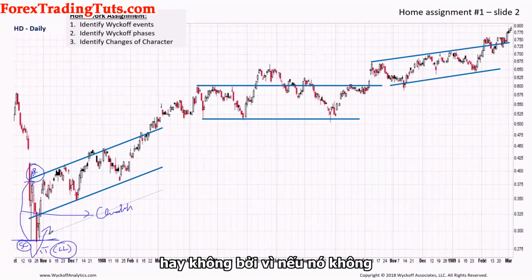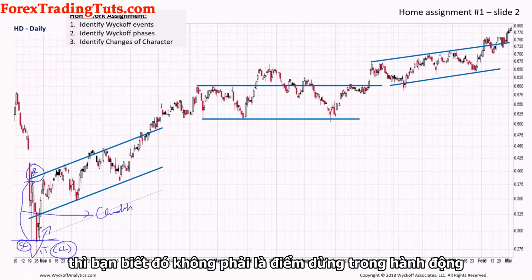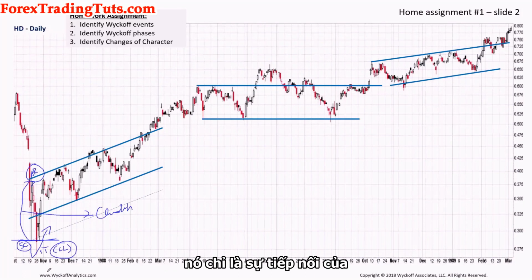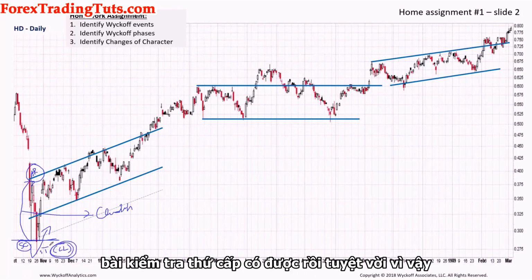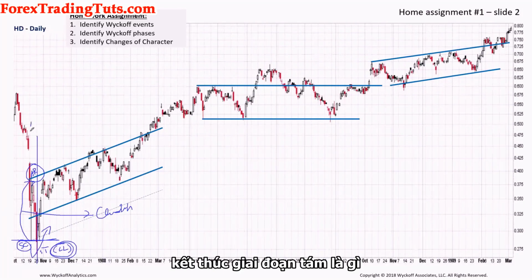Because if it doesn't, then it's not a stopping action. It's just a continuation of the downtrend. We could have a low for the secondary test. Okay, great. So this concludes phase A.